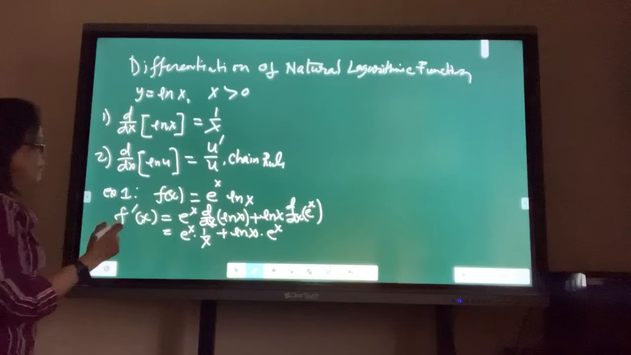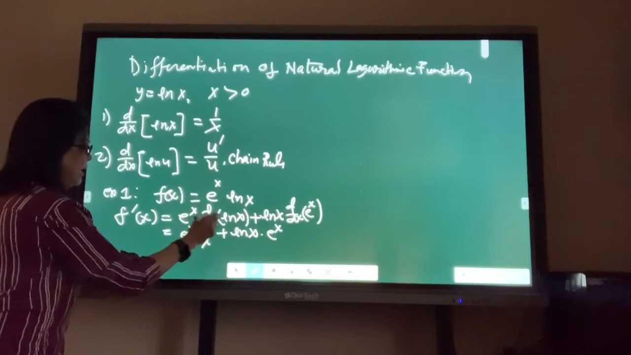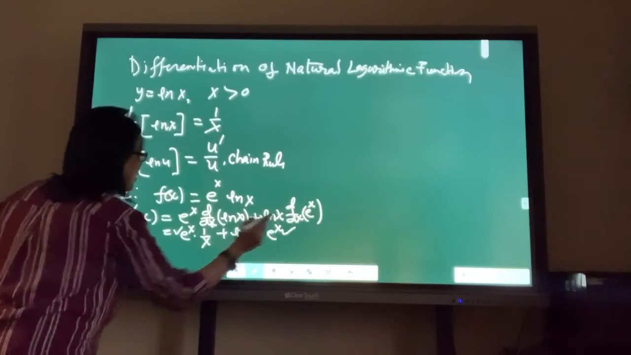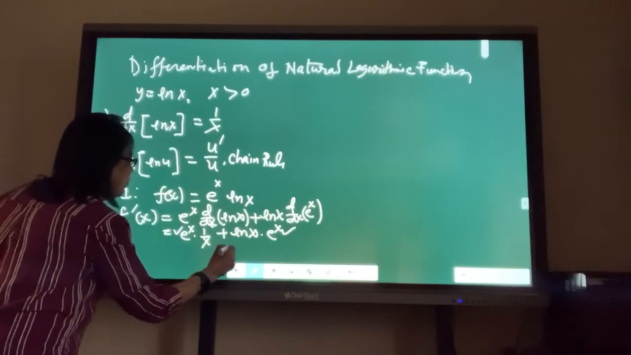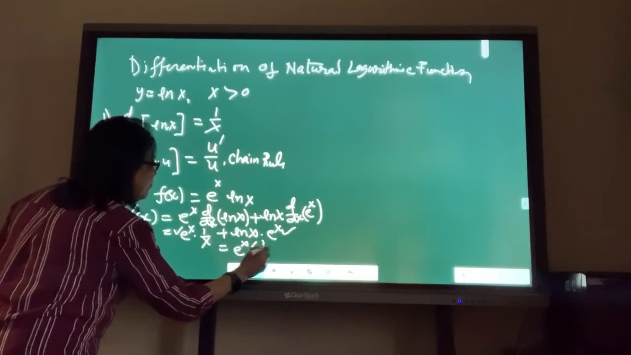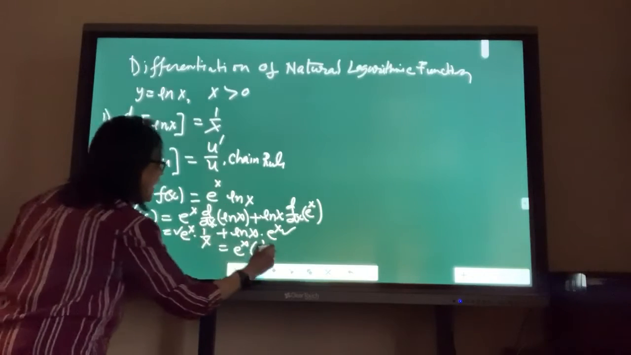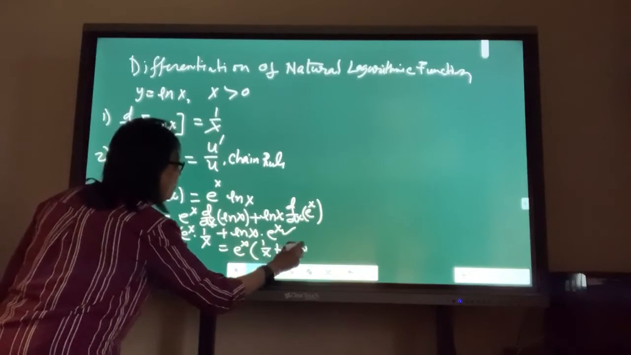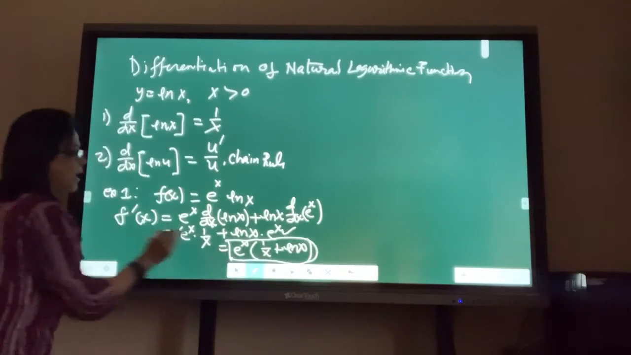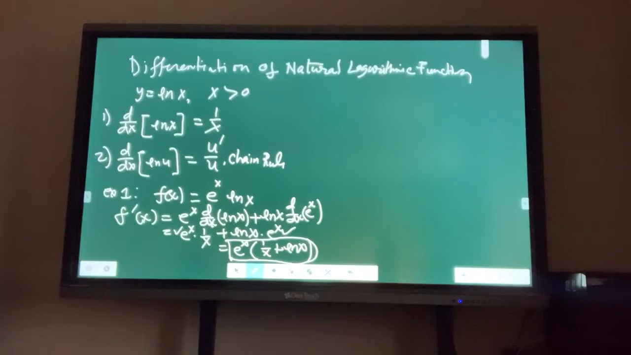All you have to do is write a final simplified answer. I recognize there is the e to the x and there is the e to the x here as a common factor. So I'm going to take the common factor e to the x out. That will give me inside the remaining factors, which is 1 over x plus ln x. You can further simplify, but I don't think it's necessary. This can be one of your final answers for the derivative of this function. Okay, so this tells me example 1.